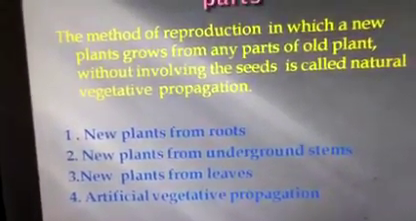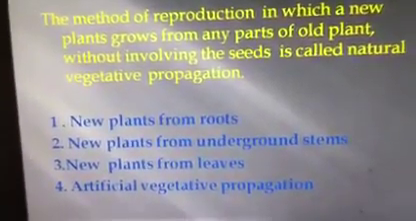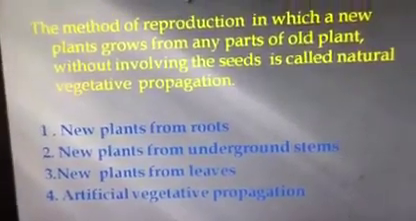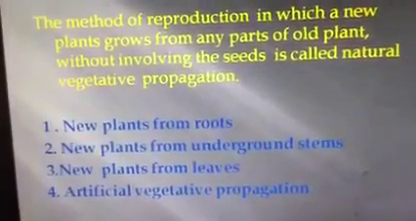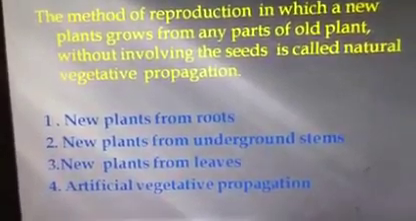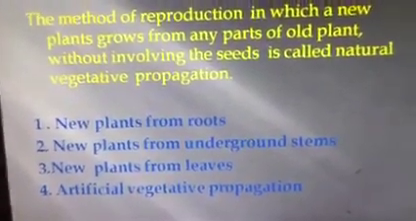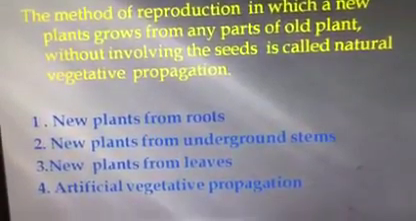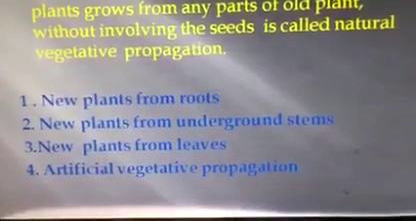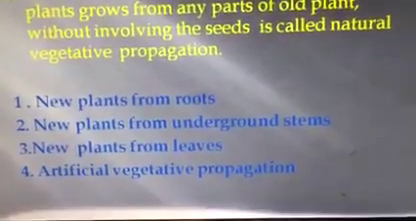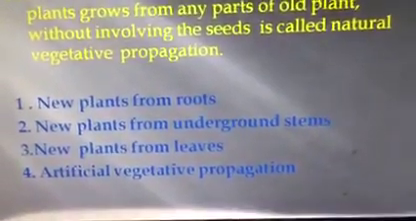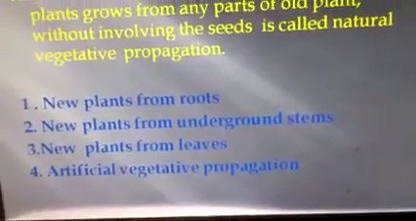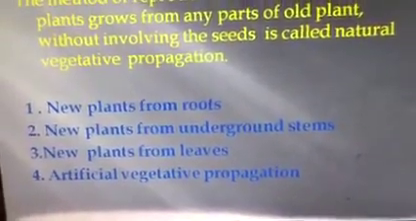The second one is new plants from underground stems. Potato, ginger, onion can grow by this underground stem method. Third one is new plants from leaves. Bryophyllum and Bougainvillea can grow from leaves. Fourth is artificial vegetative propagation. Some plants like rose, hibiscus, sugarcane, bougainvillea and cotton grow through the stem cutting method.